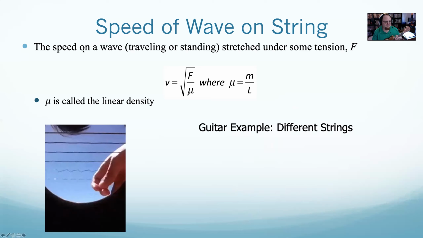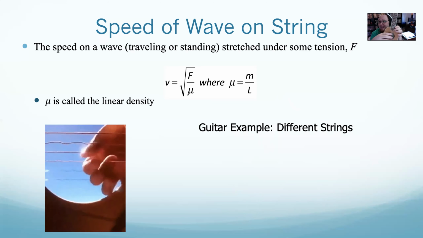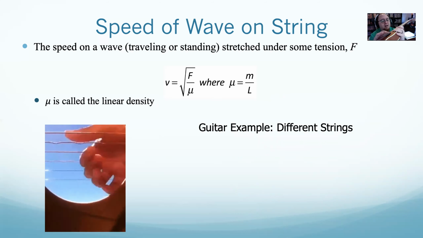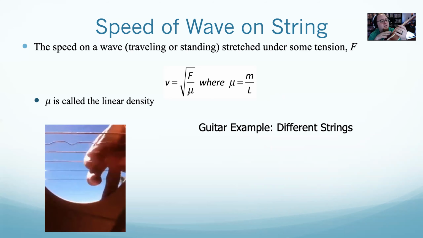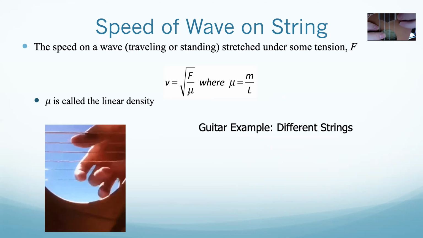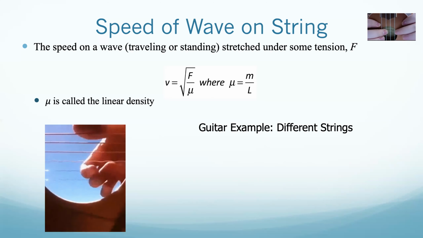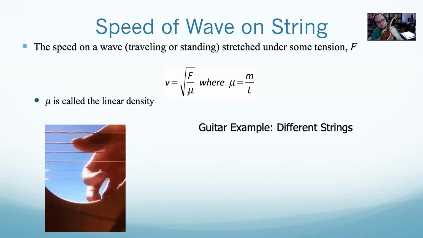See, on a guitar or a ukulele, the different strings have different thicknesses. On a guitar, it goes from the thickest to the thinnest. A ukulele is actually out of order. But this string right here is much, much thicker than this one. This string here is much, much thicker than this string here. And when I play the thick one, I get a low note. When I play the thin one, I get a high note.